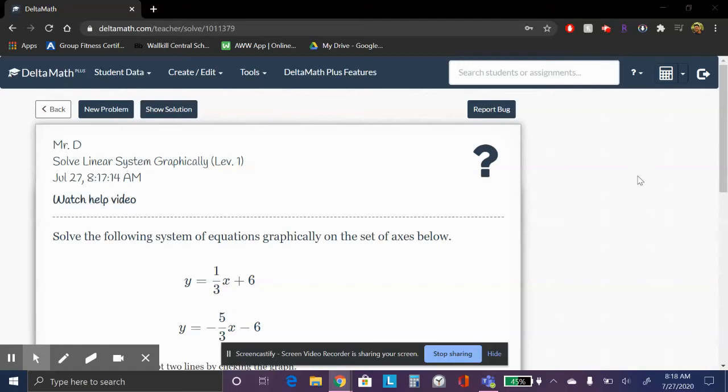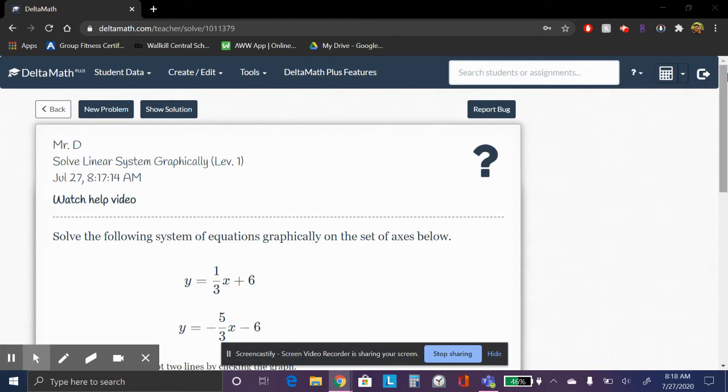In today's video, we're going to be solving linear systems graphically. A system is two or more equations, but the problems we're going to do today will just have two. We'll have two equations and see if they intersect at any point on the graph, and that point would be considered their solution. If they don't intersect, they would have no solution.